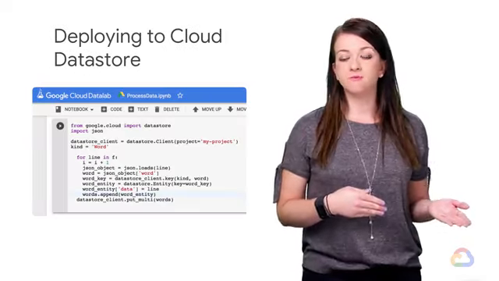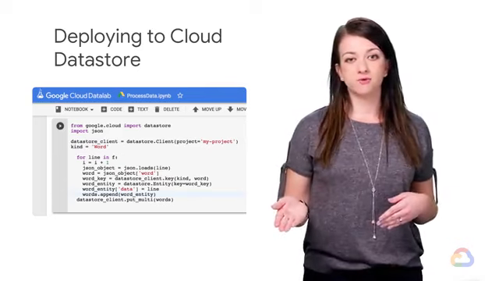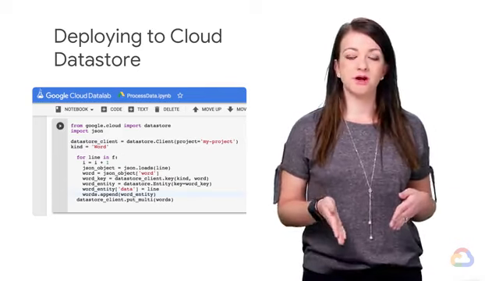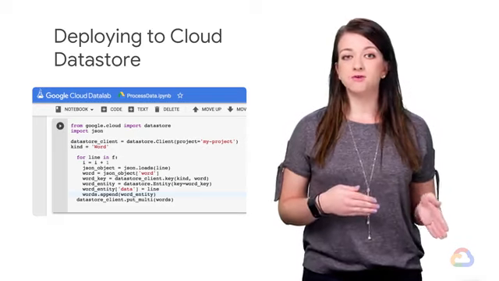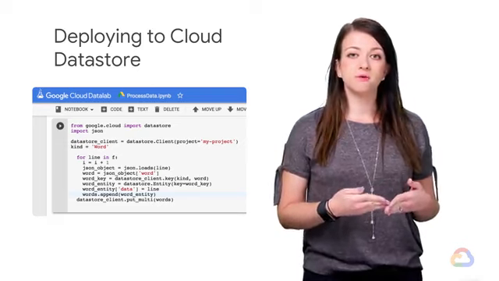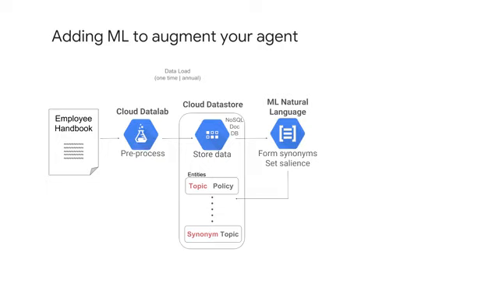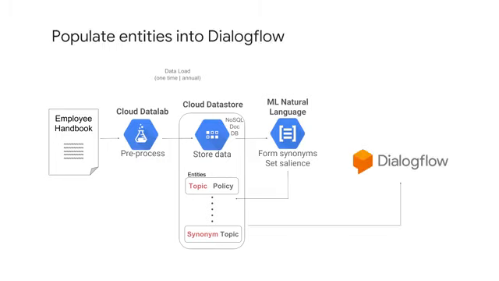Here is a code snippet from one of the Cloud Data Lab notebooks which shows how the code can extract the keywords from the HR manual and push them to Data Store in your GCP project. In this snippet, the code iterates over each line in the HR manual and populates the word entity in Data Store with each keyword entity that it finds in the document. Next, we use Google's Natural Language API to form synonyms of these topics and add them to Data Store. Finally, we call the Dialogflow API to then populate your Dialogflow agent's entity list with these topics from the Data Store entity. The demo that follows will walk you through the steps covered so far.